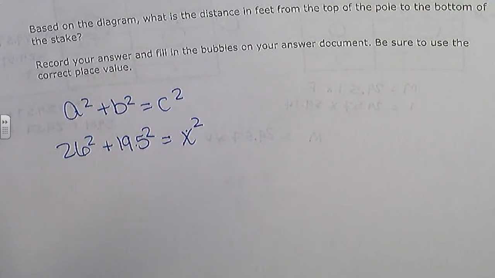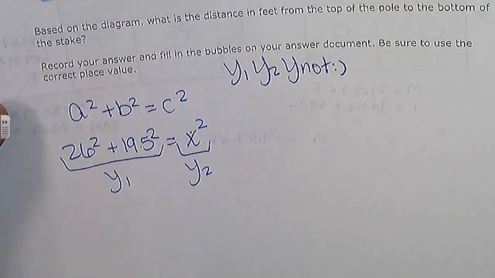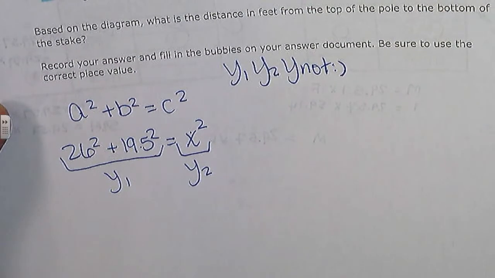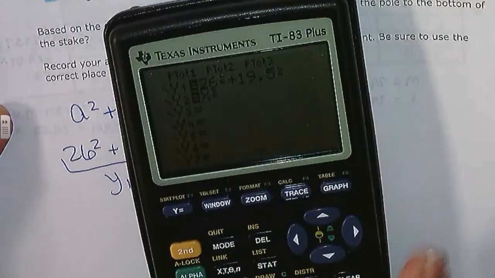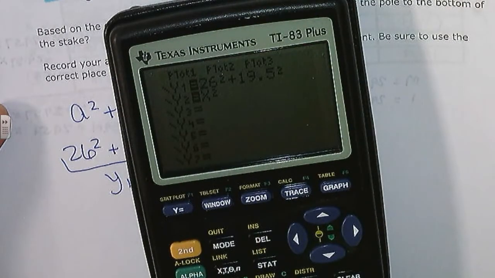And then I put x squared. Yeah, I know, isn't that cool? Now, what should we do? Like y1, y2, why not? You're right. You need to put the left side in y1, the right side in y2, and I've already typed that in for you. So you've got 26 squared plus 19.5 squared, and that's x squared. And then you push the graph button.